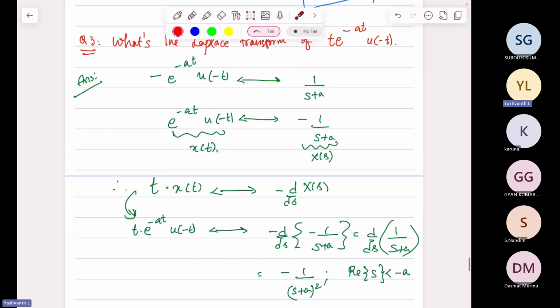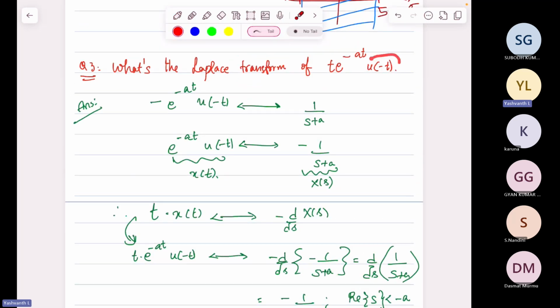All I did is first take u of minus t, and then take the Laplace transform of e power minus at, and then the Laplace transform of t into e power minus at. You can do everything using properties of Laplace transform.